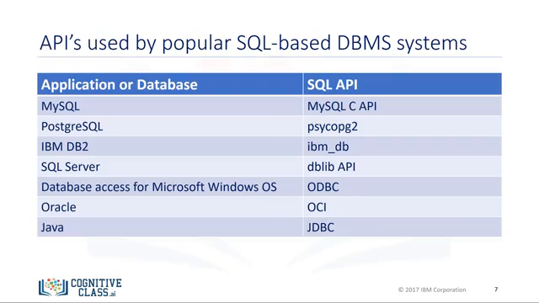ODBC is used for database access for Microsoft Windows OS. OCI is used by Oracle databases. And finally, JDBC is used by Java applications.